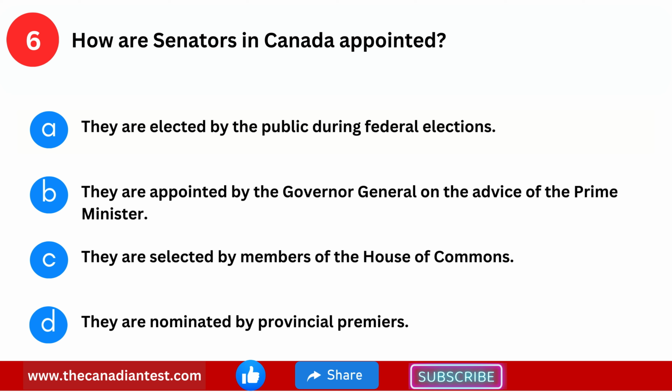How are senators in Canada appointed? Option A. They are elected by the public during federal elections. Option B. They are appointed by the Governor-General on the advice of the Prime Minister. Option C. They are selected by members of the House of Commons. Option D. They are nominated by provincial premiers.